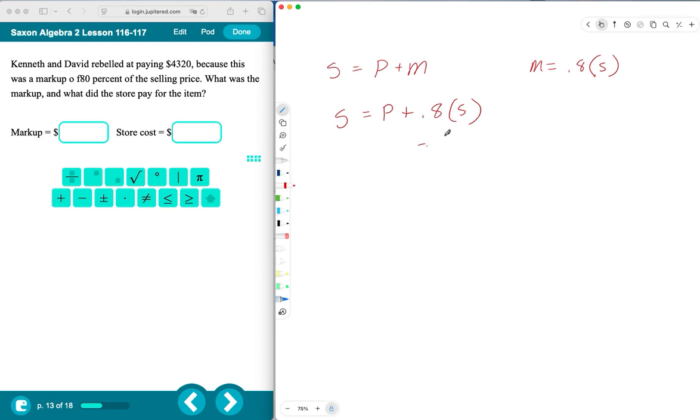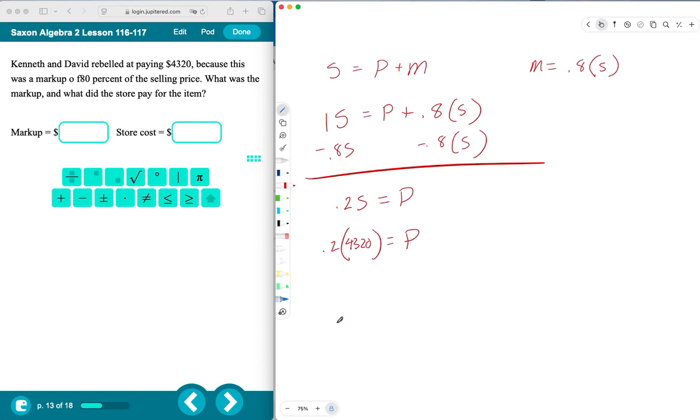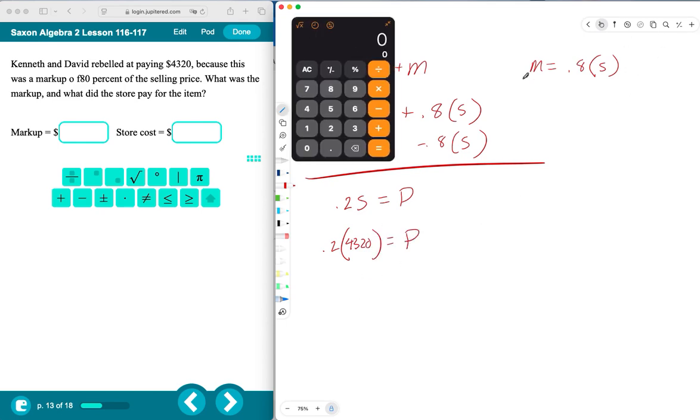So if I subtract 0.8 of the selling price from both sides, and this is 1, then that gives me 0.2 of the selling price is equal to the purchase price. So now I can put 0.2. The selling price was $43.20. That equals the purchase price. So now I can do the calculation. 0.2 times $43.20. $864 is the purchase price.